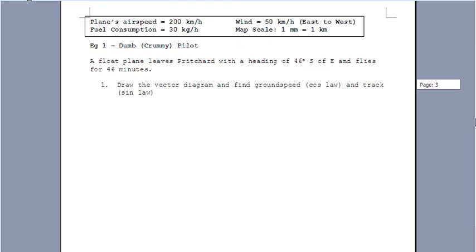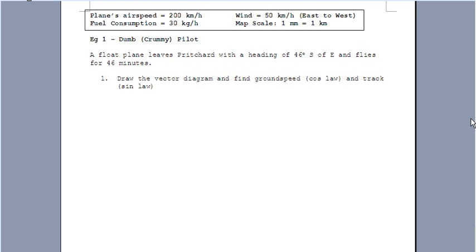So, like boaters, we're going to look at a couple different scenarios here. The first one we're going to do is a crummy pilot. And here's some information we're going to use for this example and the next video as well. We're going to have the plane's airspeed at 200 kilometers an hour. We're going to have the wind blowing at 50 kilometers an hour to the west. So it's coming from the east, but think to the west. That means to the left. Fuel consumption you don't actually need for this video, so don't worry. And the map scale I'll walk you through in a moment. We're actually going to find something on the map.